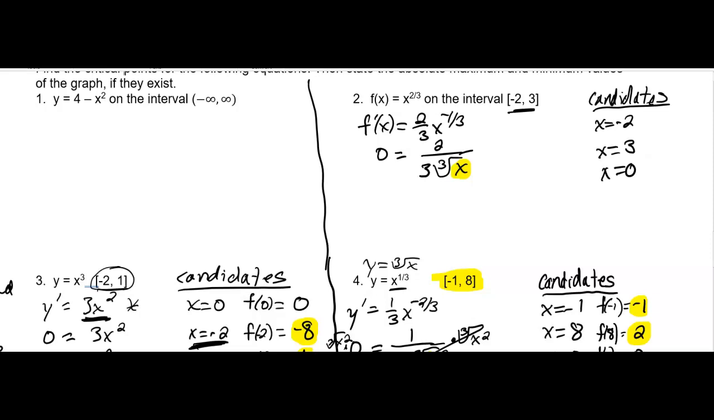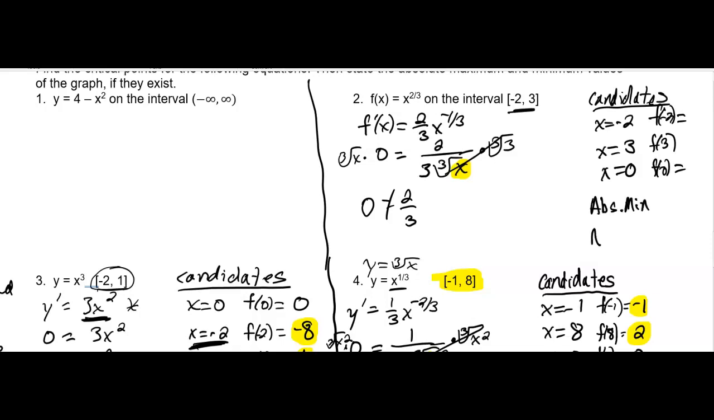And then similar to the one that we just did, if we actually attempt to solve this and multiply that cube root of x over, that's going to cancel. You're going to get a 0 on the left, set equal to a 2/3. That basically means there's no solution to that equation. There's no other candidates. So from there, this is what we've been doing. Find f of -2, f of 3, f of 0, and then we pick between those the largest and the smallest.